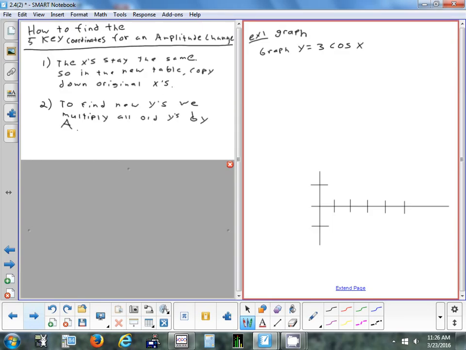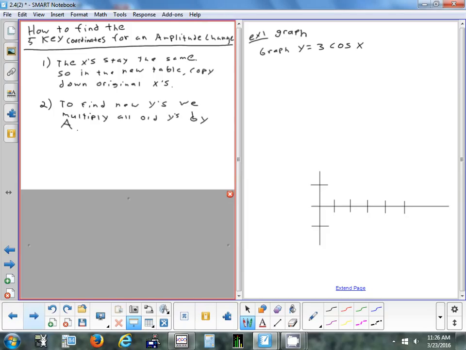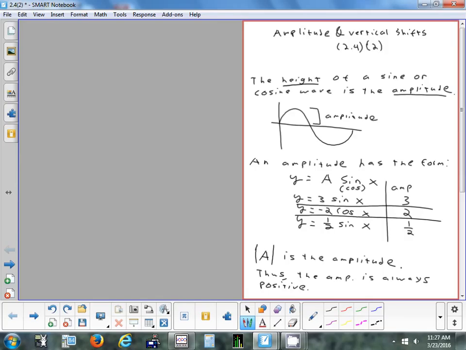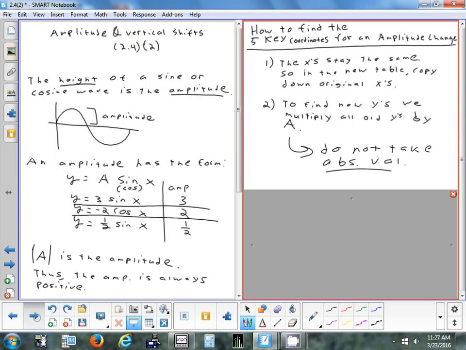In our next problem, a is going to be 3. Notice here it just says multiply by a. It doesn't say absolute value of a. If there's a negative, use the negative. The negative affects the picture and causes something to happen. If it's a positive value for a, use the positive, but do not take the absolute value. The only time you take the absolute value is what I showed you way back at the beginning. If they ask for the amplitude, just don't ever give me a negative number. Amplitude has to be positive.